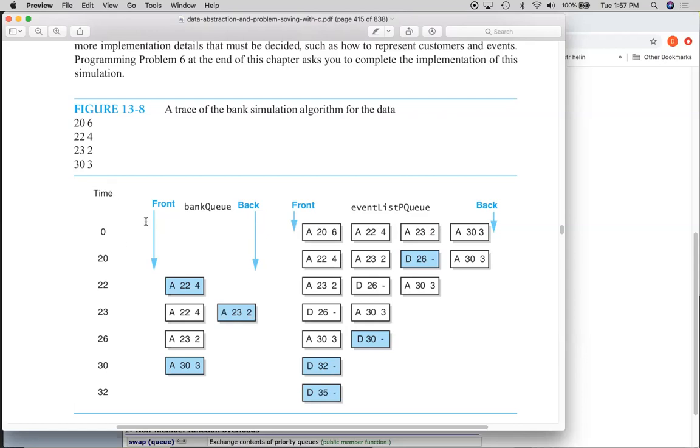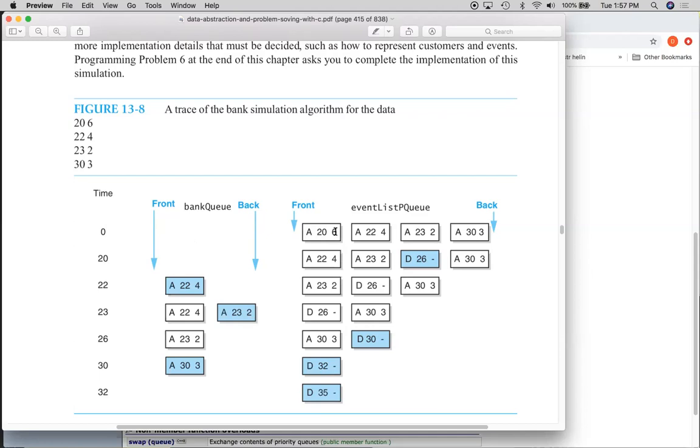Okay, so now we're going to start processing. The first thing that happens is we process this arrival, and since there's a teller available, we know that this person is going to depart at time 26, right? Because they arrived at time 20, there's a teller available, they walk right up to the counter, their transaction takes 6 minutes, so they're going to depart at time 26.